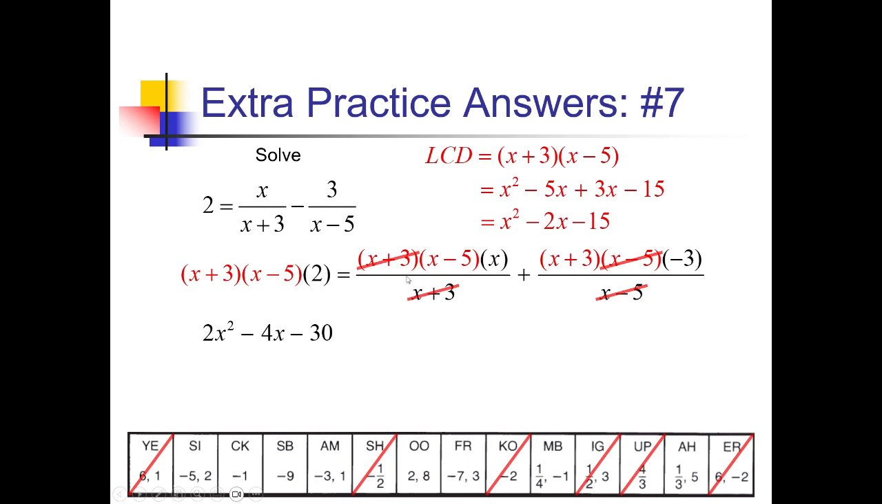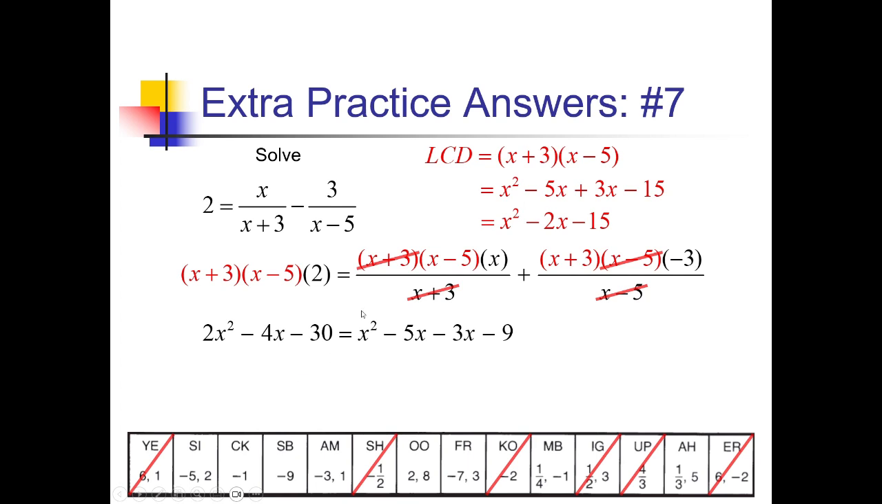Moving on now to this other fraction, we have an x being distributed here. So that's going to be an x squared minus 5x. And then over here I'm distributing -3. So -3x minus 9. At this point, since I have a quadratic, I'm going to get everything over to one side and zero this thing out and pray that I can factor this.